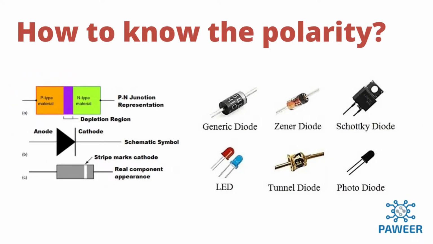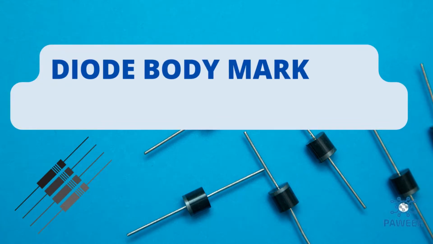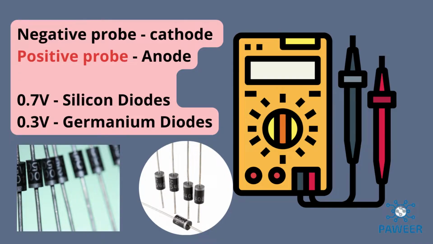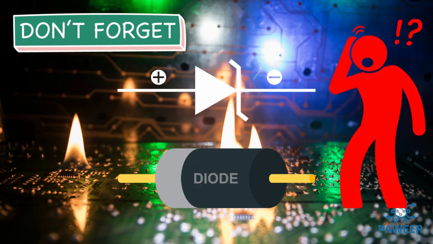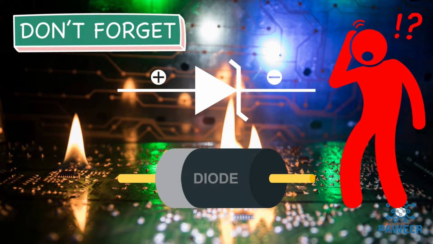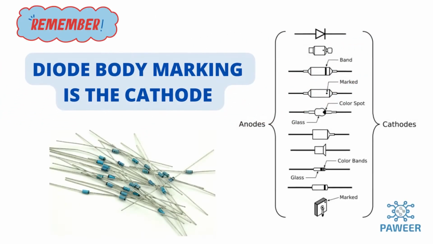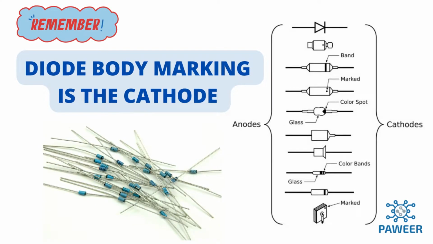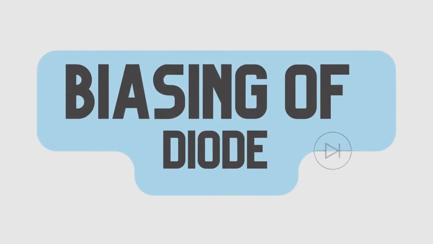How will you identify the polarity of the diodes? Using body markings, you can identify which is the cathode or the anode terminal of the diode. If the body marking is not visible, you can use a digital multimeter or DMM in diode mode to check the polarity of the diode. Remember that diode polarity is very important because if the direction is incorrect, you are permitting the current in the opposite direction. As shown on the screen, the left side are the anodes and the right side are the cathodes. Always remember that the body marking is always located on the cathode side or the cathode terminal of the diode.